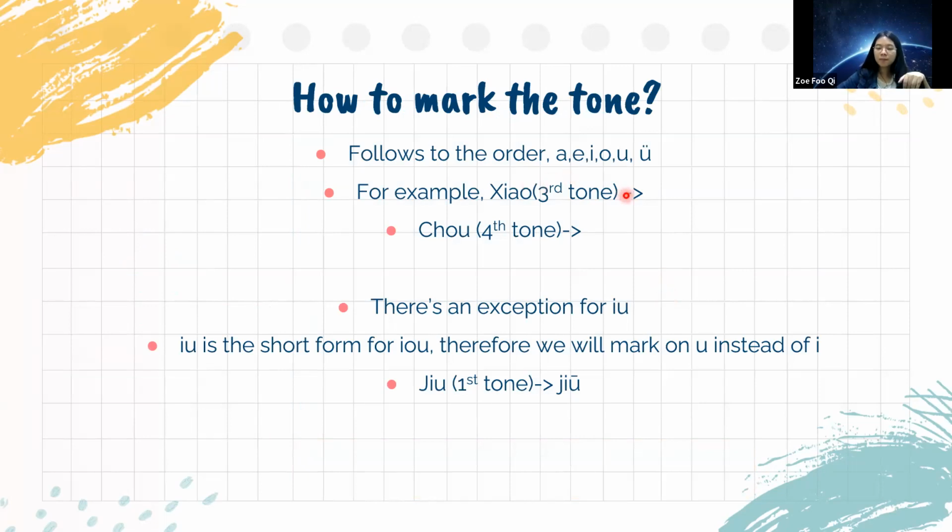So usually you only mark on the final. And then for those two, the order. So this one is a, e, u, yu. Okay. Then for this one, chou, we will mark on the o. Okay, and then you, this one is the exception. We will mark on the u instead of i.